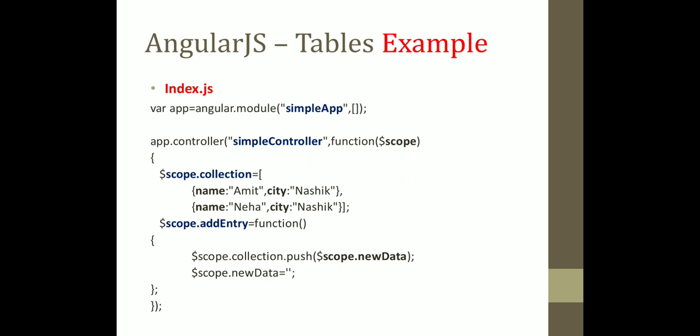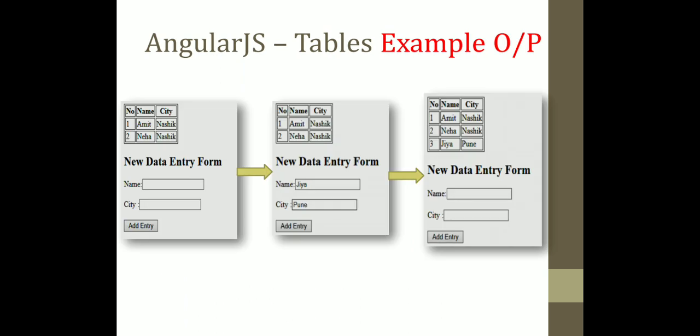And here now we want to add data. So the whole data we are not writing into the program only, we want to enter it at the runtime. So for that we will use $scope.collection.push($scope.newData). Okay, and $scope.newData will be holding data, so the value will be placed there, and close the particular file with the semicolon and brackets. So we can see how our output will be.